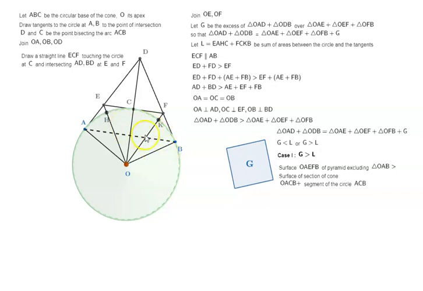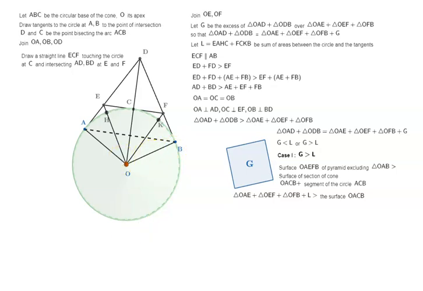Because they both have their same extremities and one is inside the other. Now, let us subtract segment of the circle ACB from both the sides. So, triangle OAE plus OEF plus OFB plus L, these two, is greater than the surface OACB.